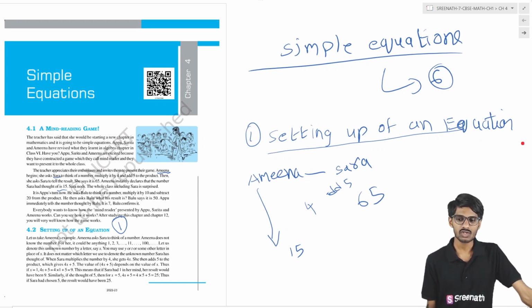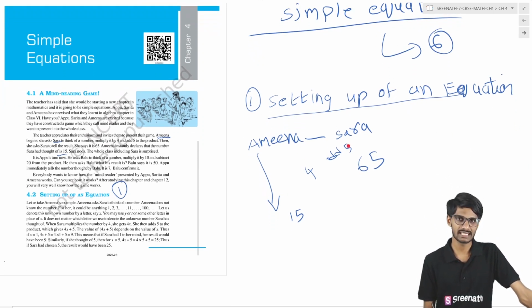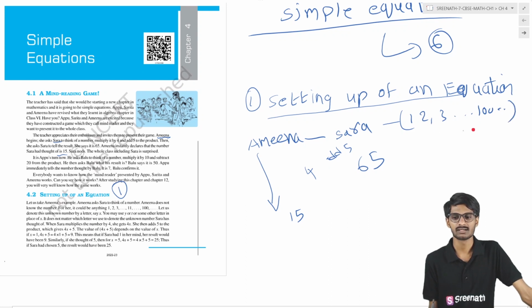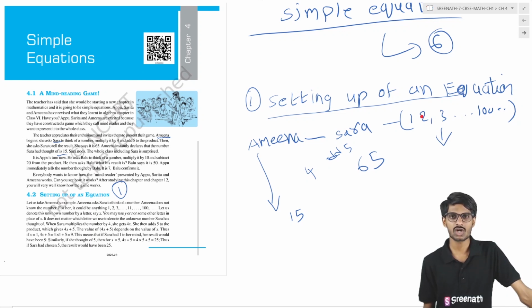So now we will know how to set up an equation. Take the example of Amina only. Sarah is thinking about one number, that may be 1, 2, 3 or any number like that. So there is one number in Sarah's mind. That number is not known by others. That number is not even known by Amina. That number is in the mind of Sarah only. So we have to find out that number. How did Amina find out that number? That is the thing we are going to find out now.